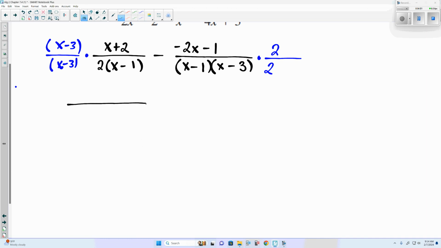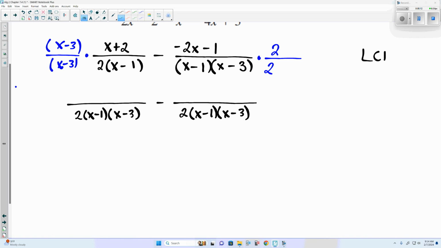So if we multiply our denominators, and we'll do the numerators here, the denominator we'd have 2 times x minus 1 times x minus 3. On the other side. Now the two denominators are the same, yes? So our least common denominator, if we went through that process, it would be 2 times x minus 1 times x minus 3.